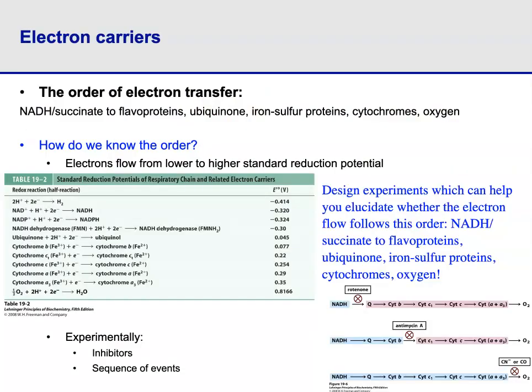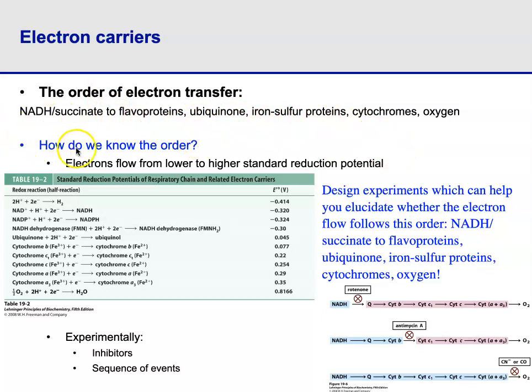All right, so the order of electron transfer has been determined to be from NADH or succinate to flavoproteins to ubiquinone to iron-sulfur proteins to cytochromes to oxygen. Now that's in general. This doesn't mean that you might not see in some cases iron-sulfur proteins, for example, earlier in this chain of events. But in general terms, that is the order.